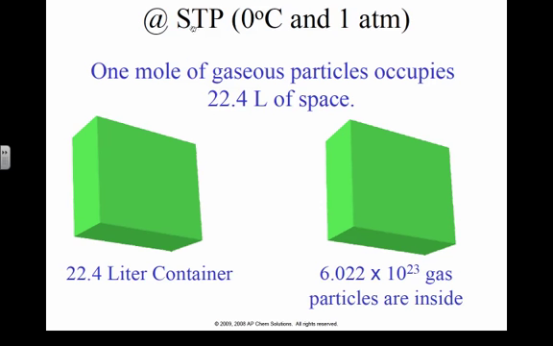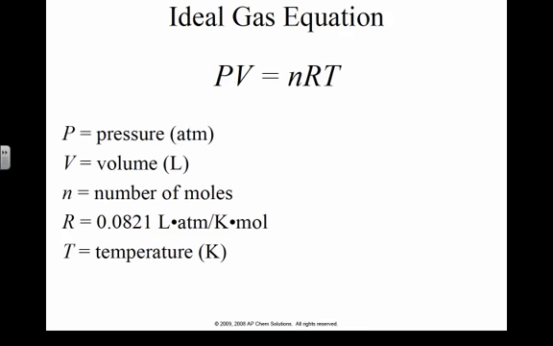Also, don't forget that at standard temperature and pressure, 1 mole of any gas is 22.4 liters. 1 mole of helium, 22.4. It's also 1 mole, 6.02 times 10 to the 23rd gas particles. The ideal gas equation, PV equals nRT. So I've got pressure, volume, temperature. N is now the number of moles of gas, and R is our ideal gas constant, 0.0821 atmosphere liters per mole Kelvin.